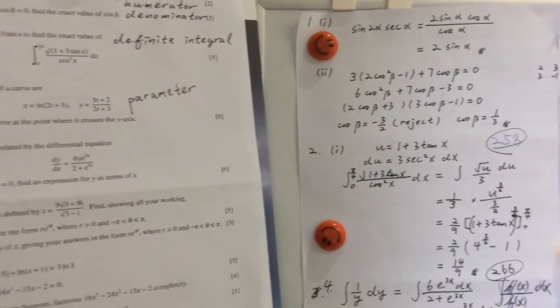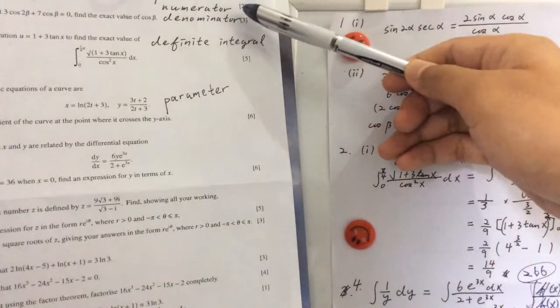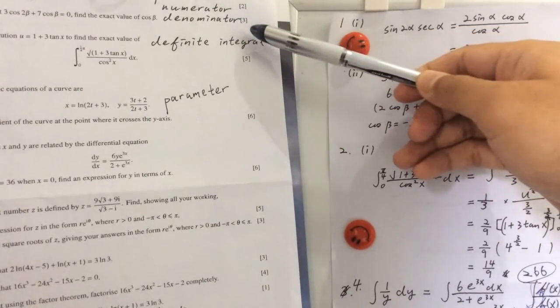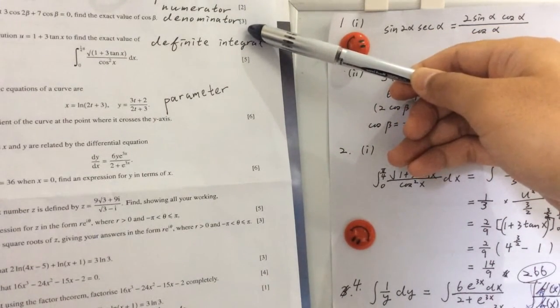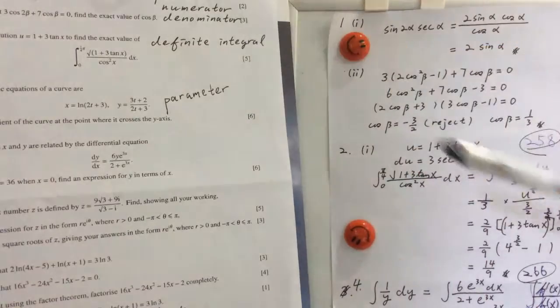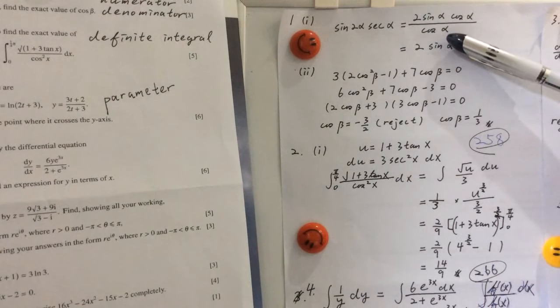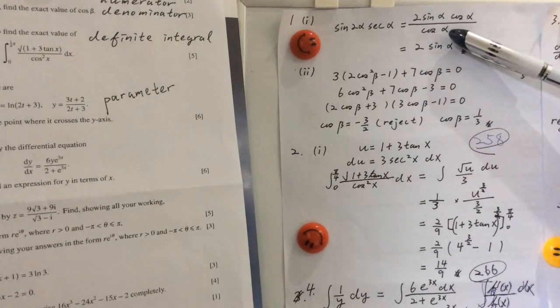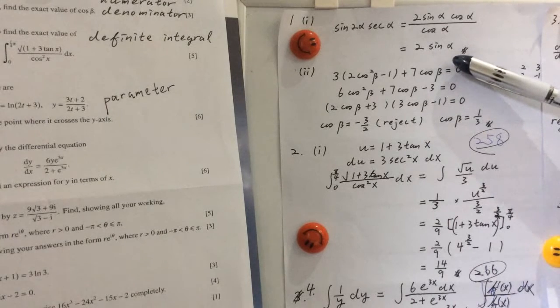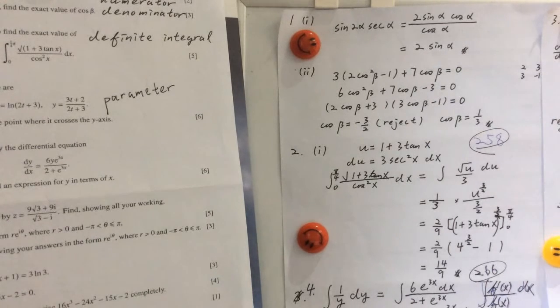Numerator means 分子. Denominator means 分母. Cancel both cosine alpha in the numerator and denominator. Then we reach the answer, 2 sin alpha.